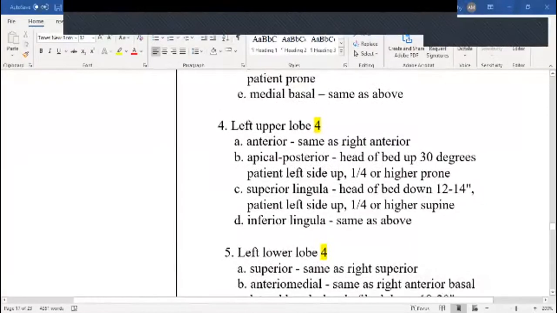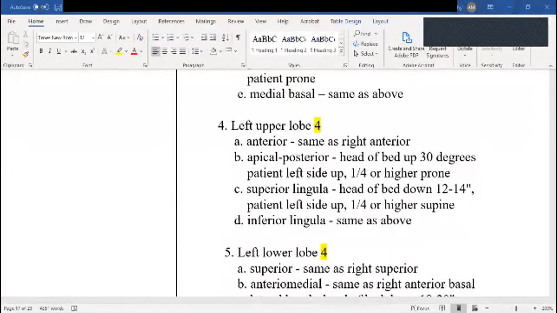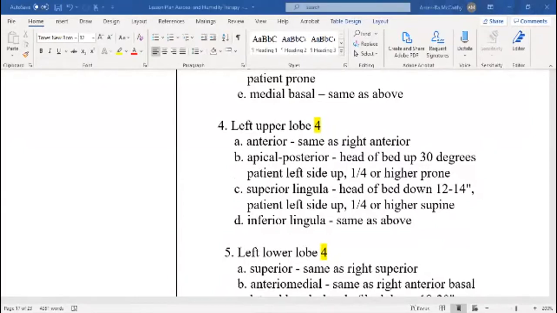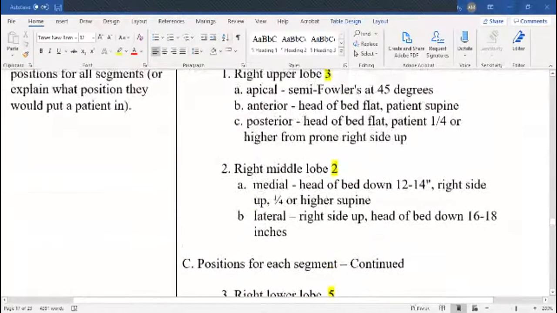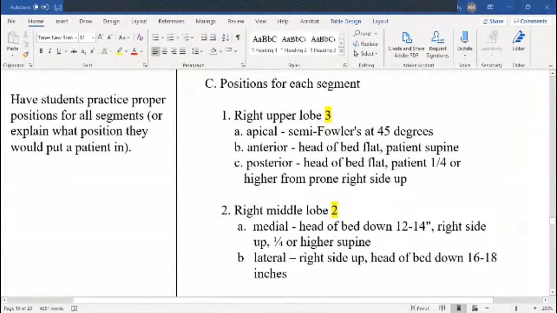Now, let's go to the left side, to drain the segments of the left upper lobe. I don't have a left lung, but it's just the opposite, okay? The anterior segment of the left upper lobe is the same as the right anterior segment: head of the bed flat, patient supine. So some of them are the same.